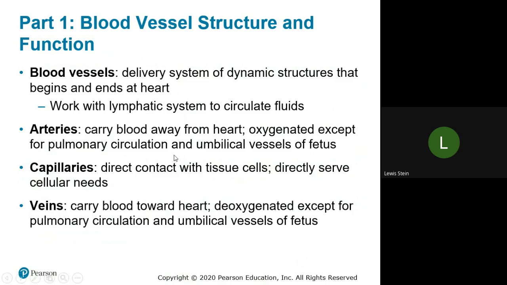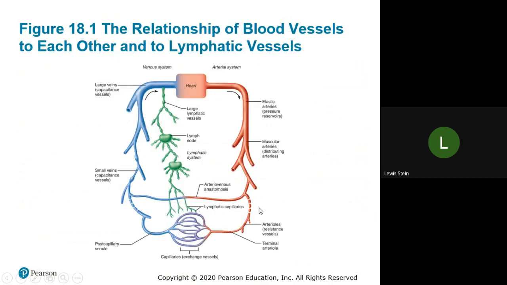Arteries, by definition, carry blood away from the heart, with the exception of two. One that doesn't concern you so much at this point in time, the umbilical vessels, and the other, the pulmonary circulation. Remember, the only artery with venous blood is the pulmonary artery, and the only veins with arterial blood are the pulmonary veins. Those are the oddballs. Capillaries are where the exchange occurs, and veins go back to the heart, with the aforementioned exception.